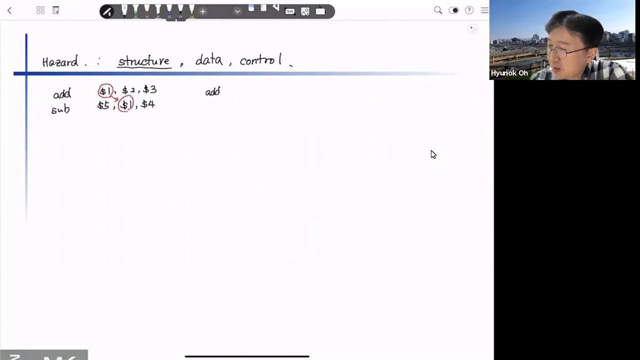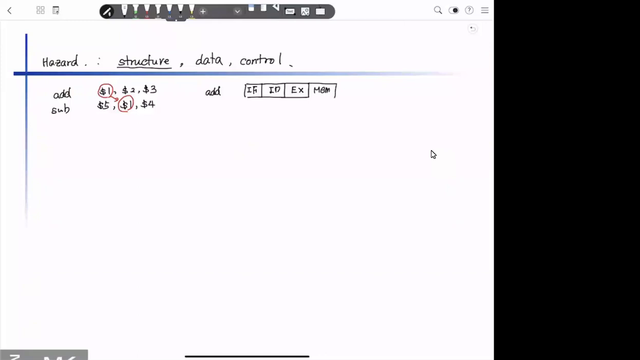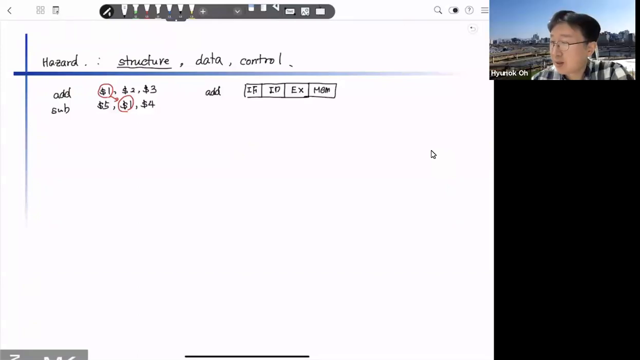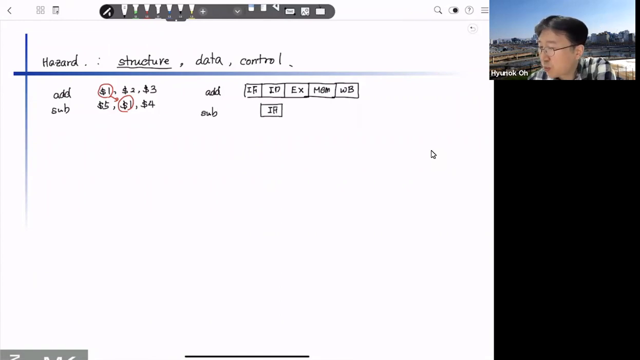So the add instruction starts with instruction fetch, and then instruction decode reads the register value, and execution computes the addition, and then the memory operation. But in this case, the memory stage is not doing anything. In the write back, the result value is updated. Okay. And subtraction is just starting here, instruction fetch. And then subtraction tries to read the register in the instruction decode stage.